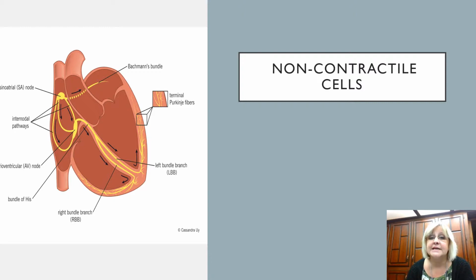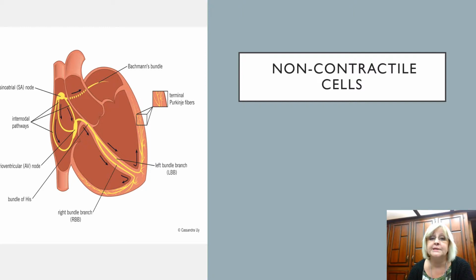When it excites the right atrium, it will also excite the left atrium as it moves through the Bachmann's bundle. You can see it move across in yellow to the left through the Bachmann's bundle. The electrical impulse will then travel down the bundle of His through the fibers. The specialty of these fibers is that they are speedy, so they have really rapid transmission.